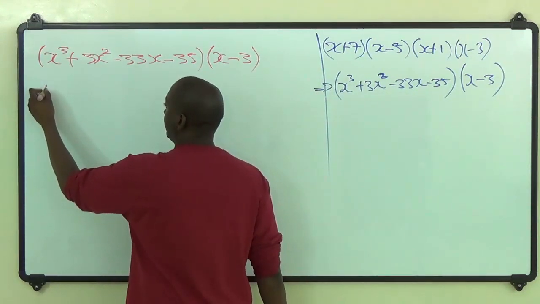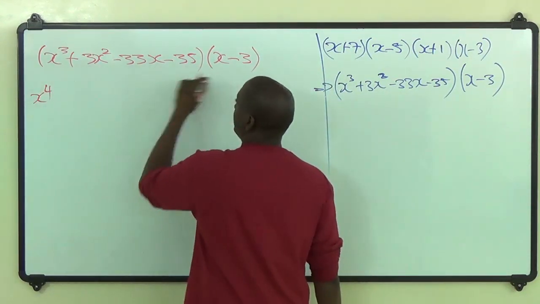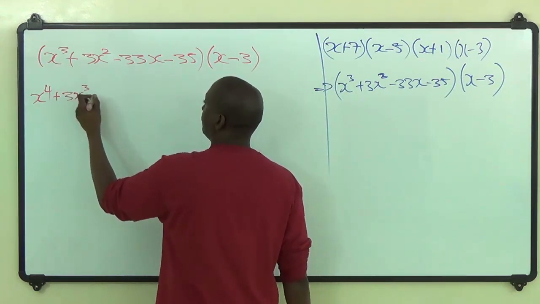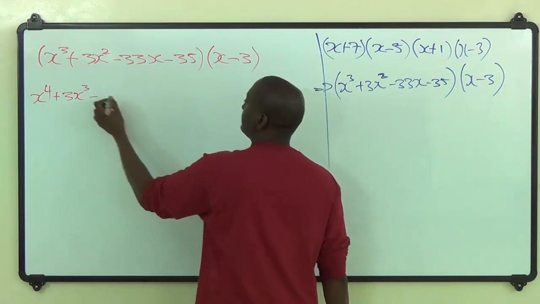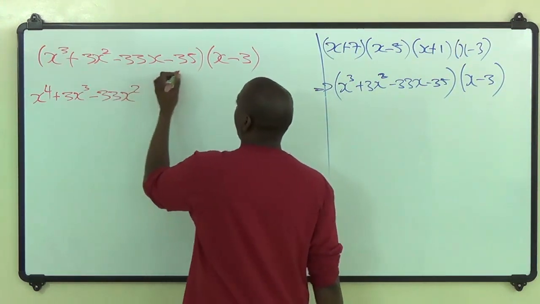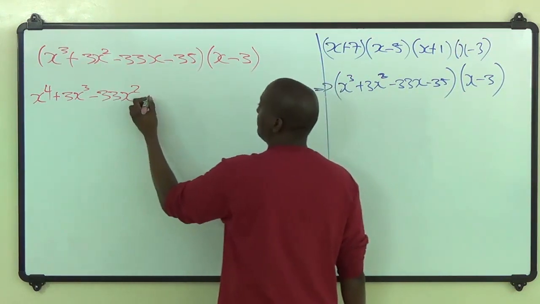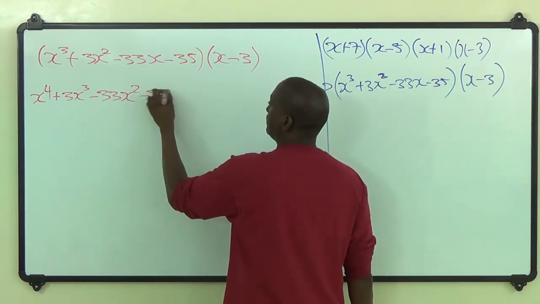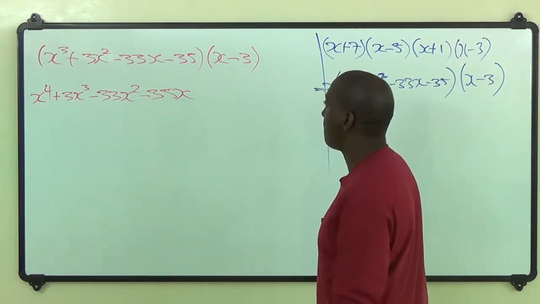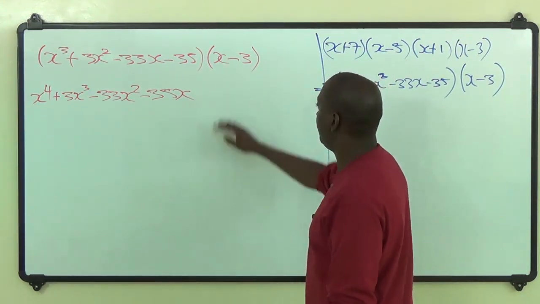X cubed by x is x to the power of 4. 3x squared by x is 3x cubed. Minus 33x by x is minus 33x squared. Minus 35 by x is minus 35x. Right? Bing, bang, bang, bang. Alright, and watch it now.